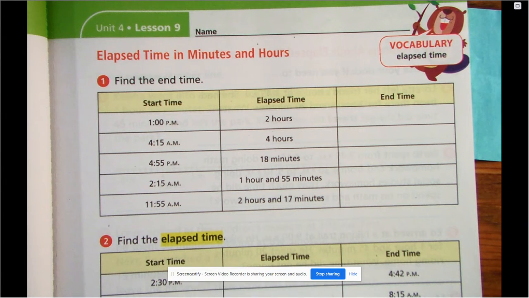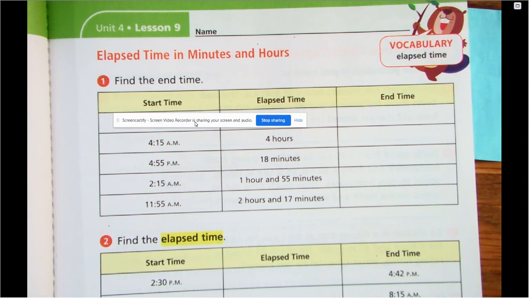You should have already watched the Brain Pop Junior video on elapsed time. And if you've not done that yet, you need to pause or stop this video and go watch that one first so that you have some schema, some background knowledge on what we're going to talk about. All right, so if you haven't done that, please go do that now.